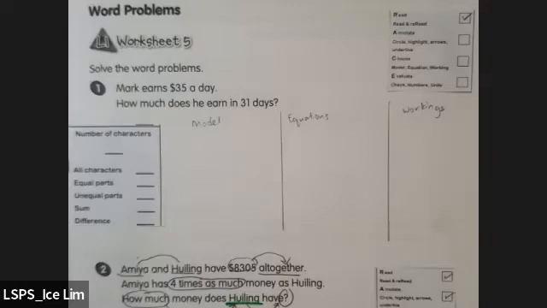But diligently, I'll practice my RACE and diligently, I'll practice my annotations. That practicing helps me to be faster and faster at it, such that when I meet a long and complicated question, the annotation steps are something I'm really skilled and fast at. Okay, so read and reread. Read again. Mark earns $35 a day. How much does he earn in 31 days?